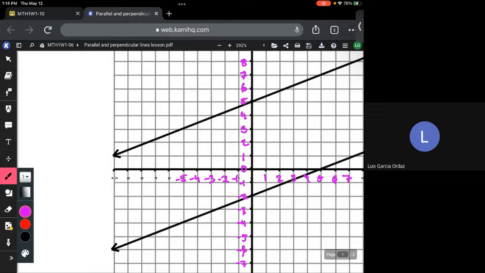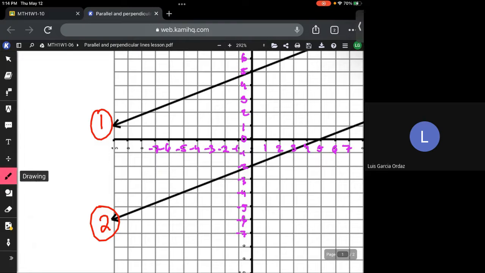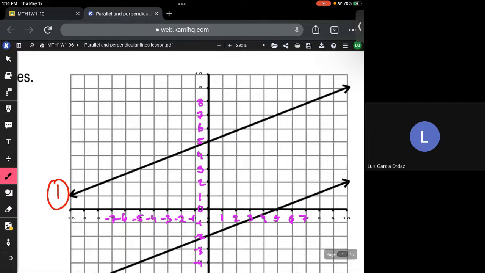So I'm gonna name the top line line 1. Is there any way you can use a different color? I can't see. Line 1 and line 2. Thank you. You're welcome. So what points do you guys want to use from line 1 to help us figure out the slope?